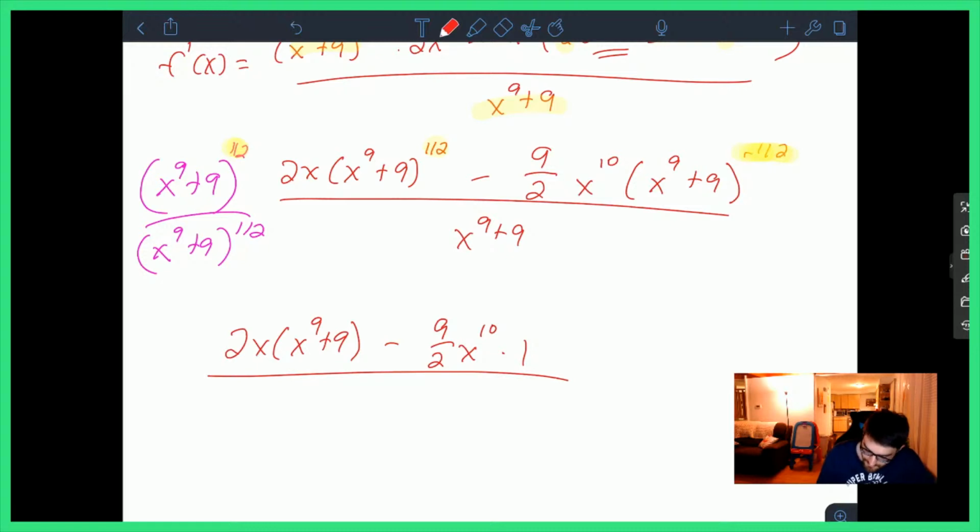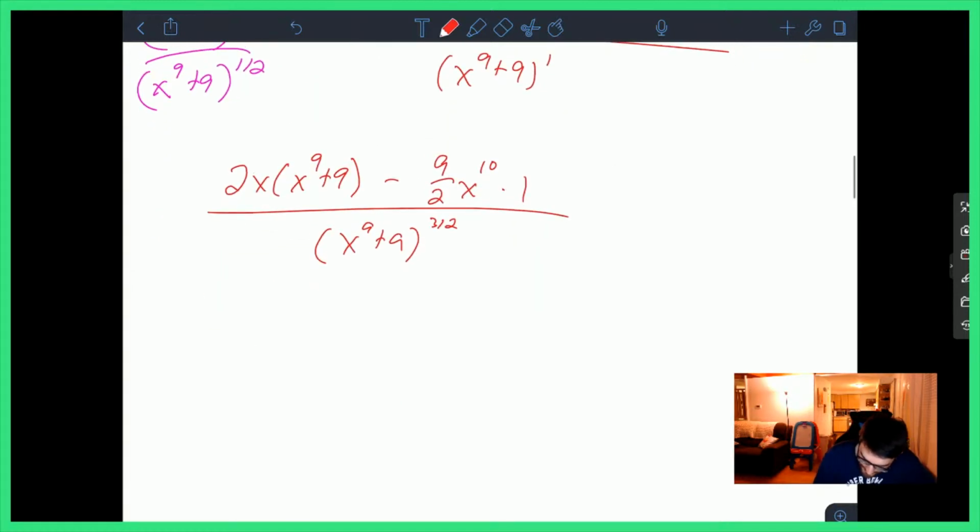But you have to do the same to the denominator, and the denominator is just x to the 9th plus 9 to the 3/2 power, because I have the first power times the 1/2 power is 3/2 power. And then I think I'm chilling. I just need to multiply out the numerator. So it's 2x to the 10th plus 9 times 2 is 18x minus 9/2 x to the 10th.